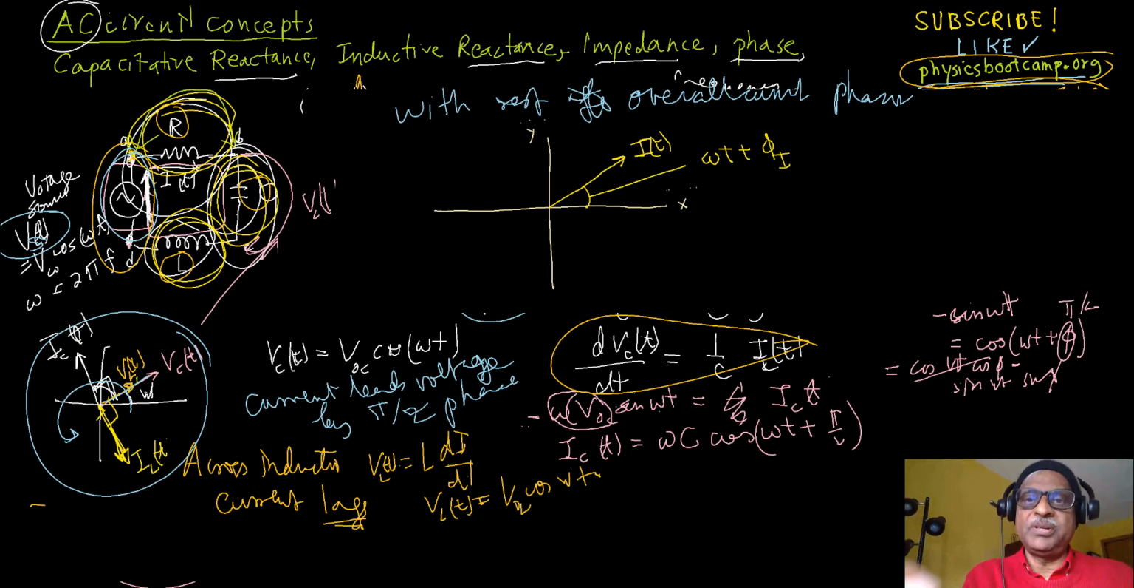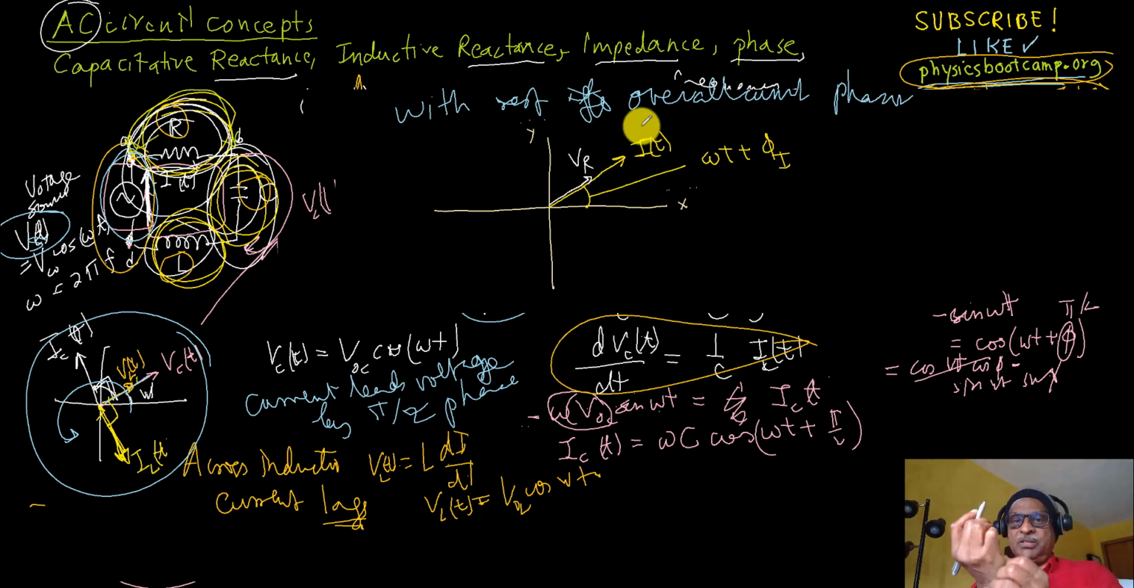So first, the voltage across the resistor is going to be in the same phase direction as the current, because across the resistor it is the same phase. Whatever current is going through it, the voltage oscillates exactly the same way, following it.